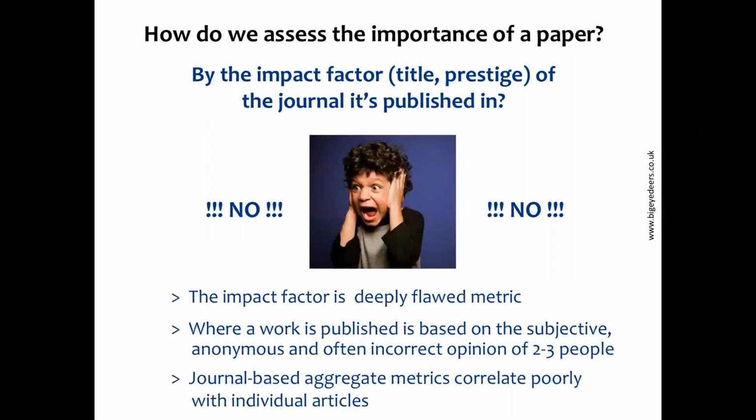And I'm going to make three arguments. First of all, the impact factor is a deeply flawed metric, and I'm going to tell you what the impact factor is, and then we're going to discuss why it's such a flawed metric. Secondly, where a work is published is based on a very subjective decision-making process that's anonymous, and it's often incorrect, and involves a very small number of people. And then thirdly, and I think this may be the most convincing of the three arguments, any measure that is based on journal averages or journal aggregates is not at all predictive of individual articles in that journal. Okay, so those are the three arguments that I'm going to make today.